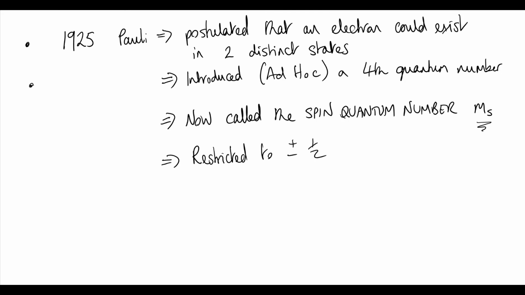So Pauli did not give any interpretation to the fourth quantum number at the time, and it wasn't until Dutch scientists Uhlenbeck and Goudsmit in 1925 identified those two intrinsic states with two angular momenta states. We know these as spin states today.